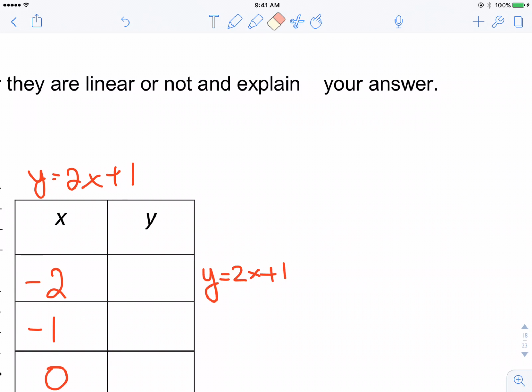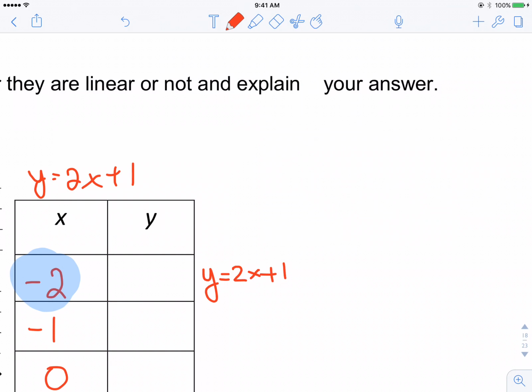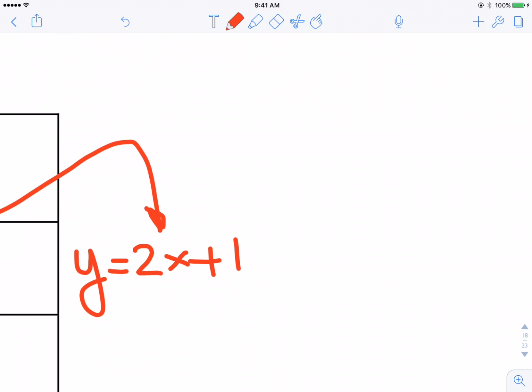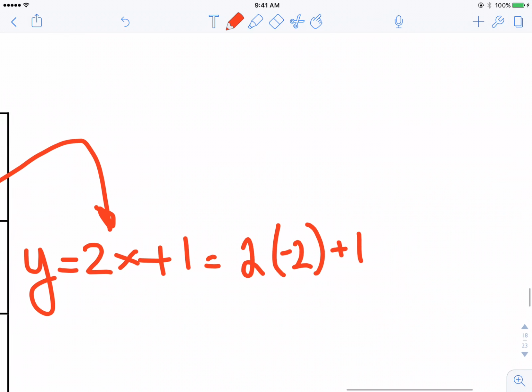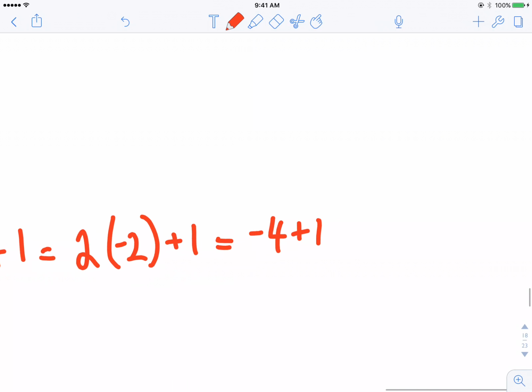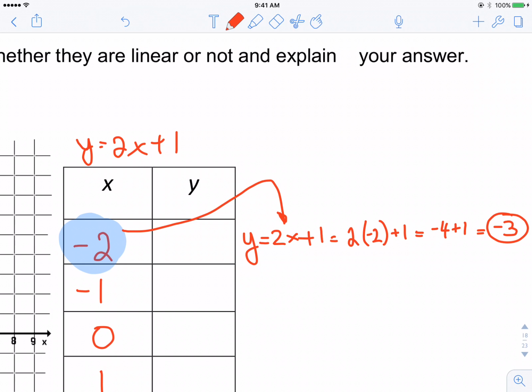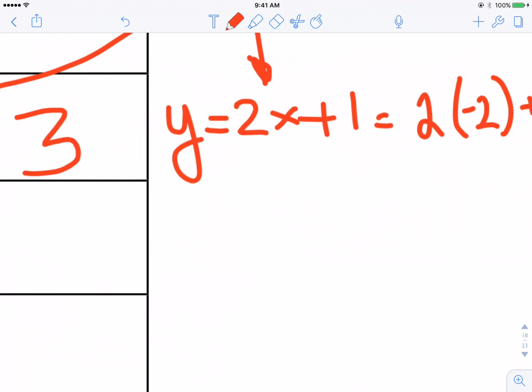The next thing I would do is substitute in this negative 2 value in for x. So now my equation will look like this, equals 2 times negative 2 plus 1. So I've just simply substituted the negative 2 in for x. Then I start to calculate. Well, 2 times negative 2 is negative 4, and negative 4 plus 1 is negative 3. This is the y value that is associated with the x value of negative 2. So negative 3 goes here.